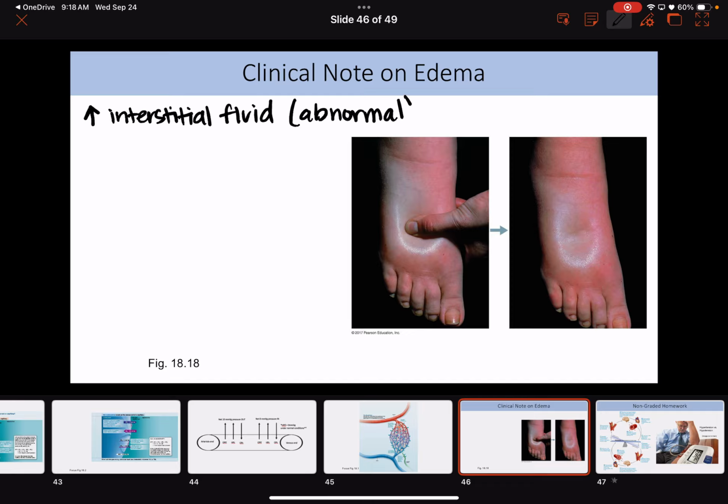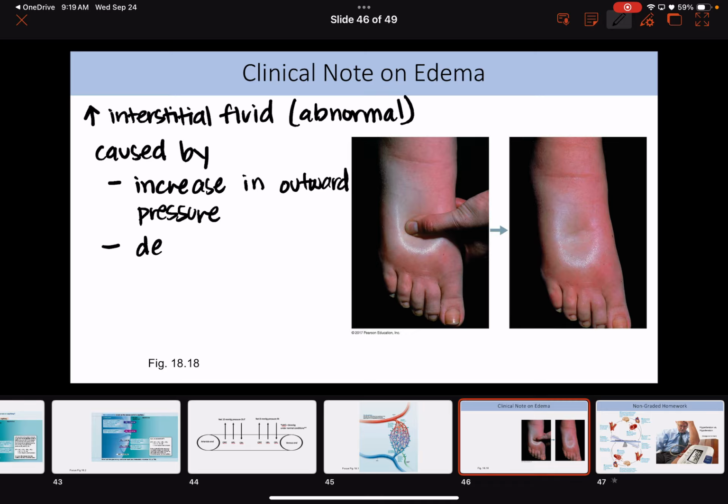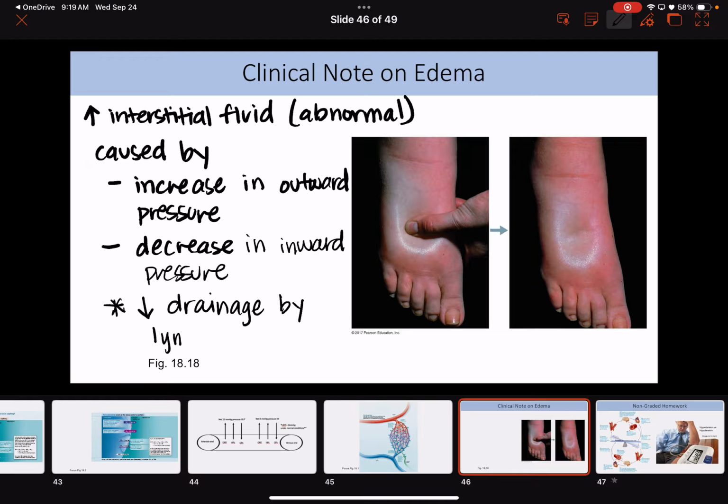And it's an abnormal increase in interstitial fluid. This can be caused by either an increase in outward pressure, a decrease in inward pressure, or, I'll put a star by it because we're not quite there yet, this is going to be talked about more in lymphatic system, when we also have a decrease in drainage by the lymphatic system or lymphatic vessels.